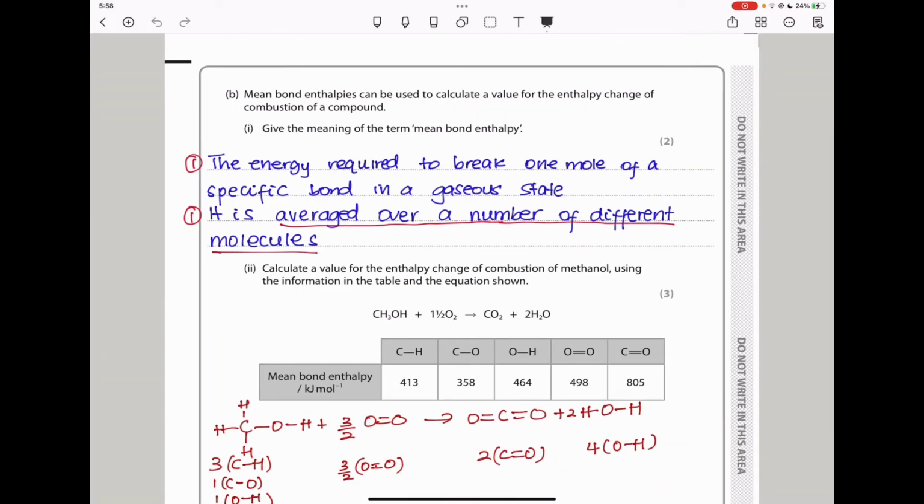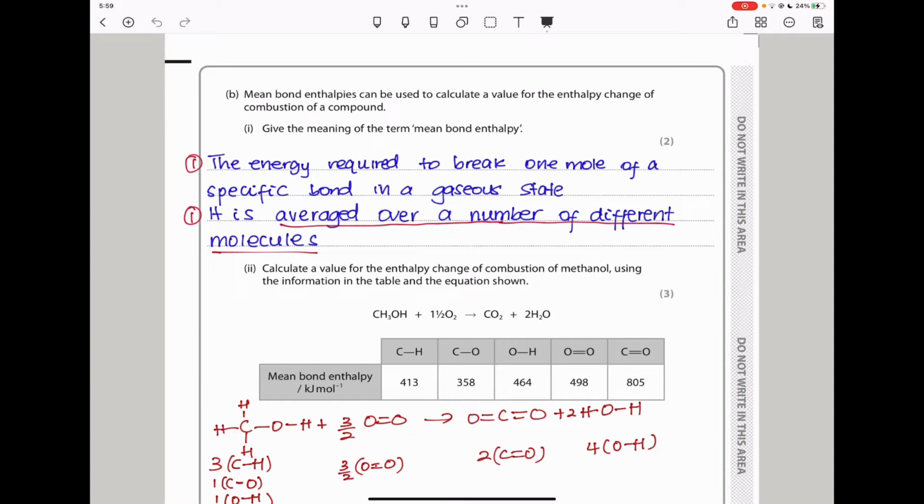So moving on here, they say, mean bond enthalpies can be used to calculate a value for the enthalpy change of combustion of a compound. They want you to give the meaning of the term mean bond enthalpy. So since they use mean bond enthalpies, these are averaged bond enthalpies. So I said the energy required to break 1 mole of a specific bond in the gaseous state, that is mean bond enthalpy, and it is an average or averaged over a number of different molecules.